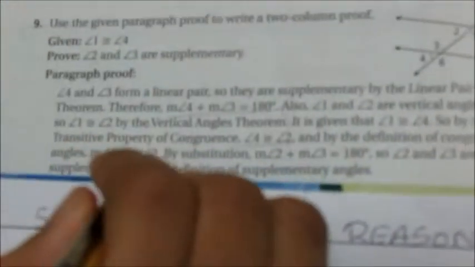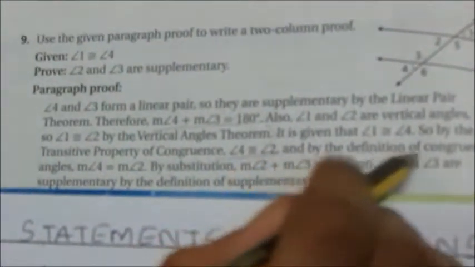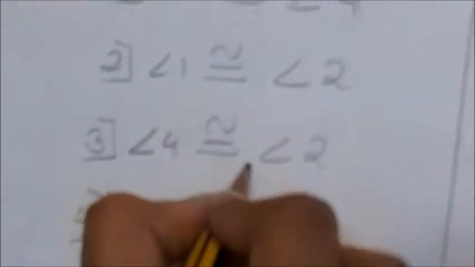Let's move on with the fourth step. Then they have given, by the definition of congruent angles, measure of angle 4 is equal to measure of angle 2. Yes, this will be our fourth step because you have to change this congruent sign to an equal sign. So measure of angle 4 is equal to measure of angle 2, and this is going to be by the definition of congruent angles. We are done with the fourth.